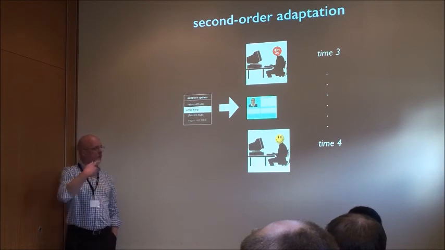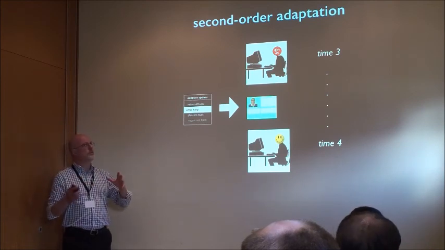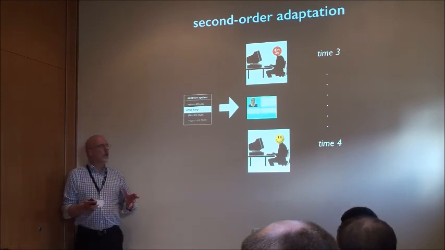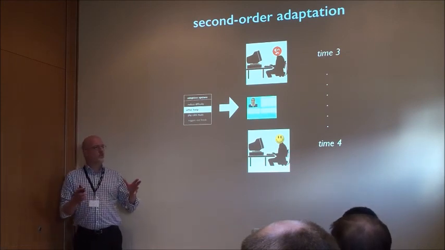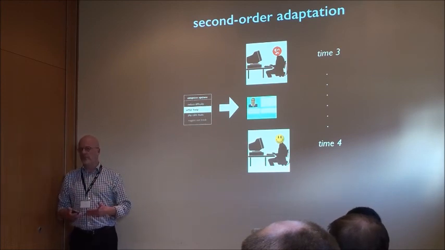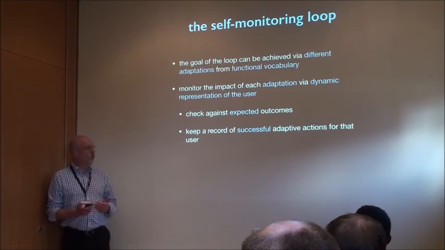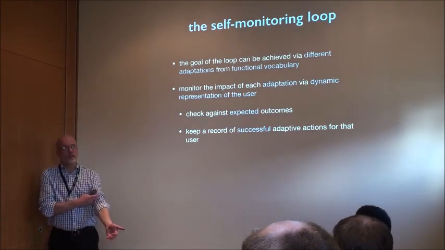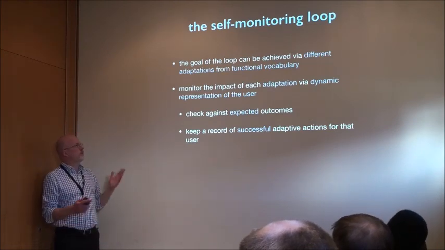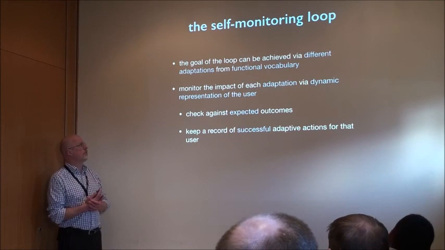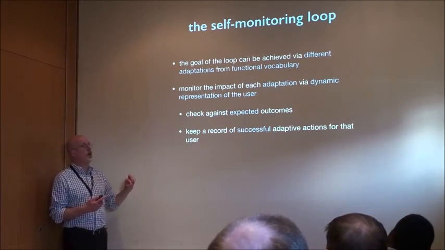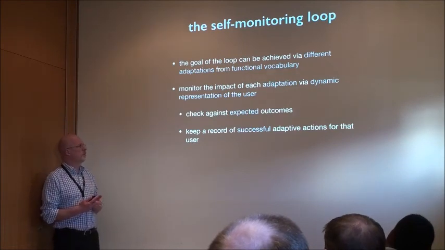And I guess what I'm trying to get you to think about is if a system can monitor the person's responses in real time, and this is a little meta, the system can also assess the effects of its own actions on the user as well, and take that into account. So a biocybernetic loop, in effect, is a self-monitoring loop. And if the loop can achieve different things using different adaptations from the functional vocabulary, it can also monitor the effect of each adaptation on the user by looking at the dynamic representation of the user.